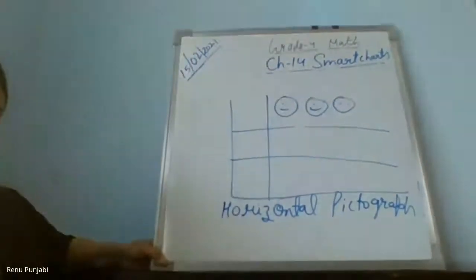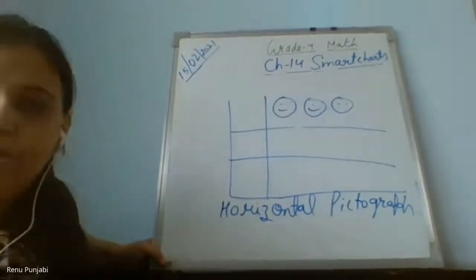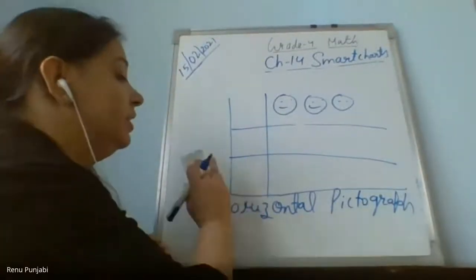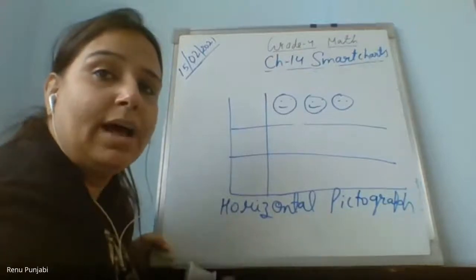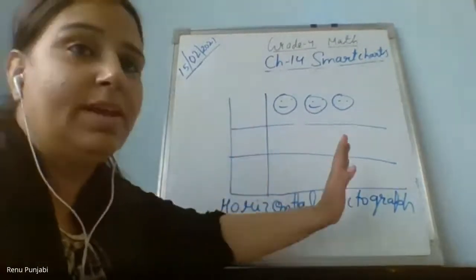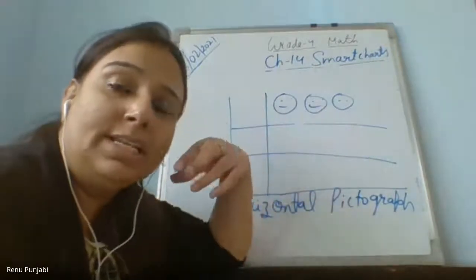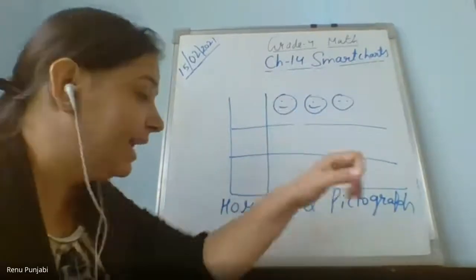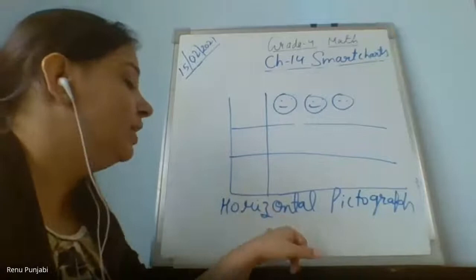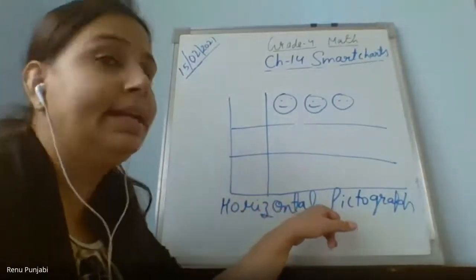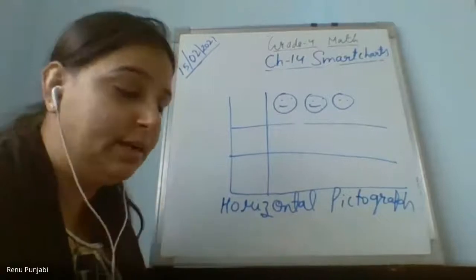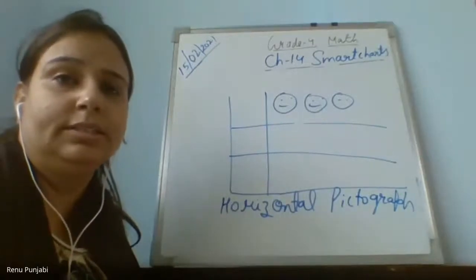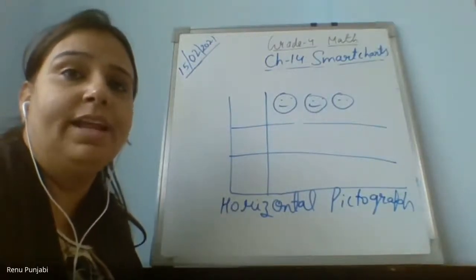Children, any query you have, write in the chat box, and whenever I ask any question, that also you have to write in the chat box. So this is called horizontal pictograph. Now my question is, which pictograph is this when you are drawing the pictures in a sleeping way? Please write it in the chat box. Write the proper spelling, horizontal, H-O-R-I-Z-O-N-T-A-L. This is called horizontal pictograph. Everyone has to write the spelling of horizontal.